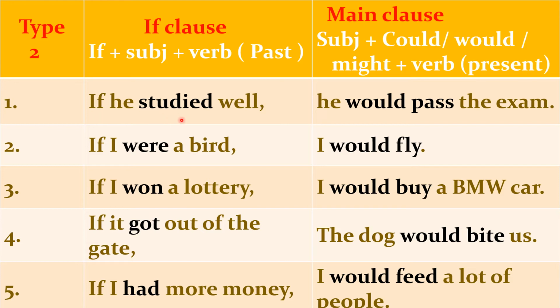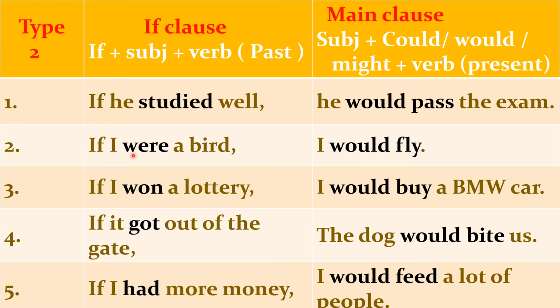So this is the structure of the second conditional clause. If plus subject plus past tense in the if clause, and subject plus would or could or might plus present tense in the main clause. See the second example. If I were a bird, I would fly. If plus subject plus past tense. Here subject plus would plus present form.